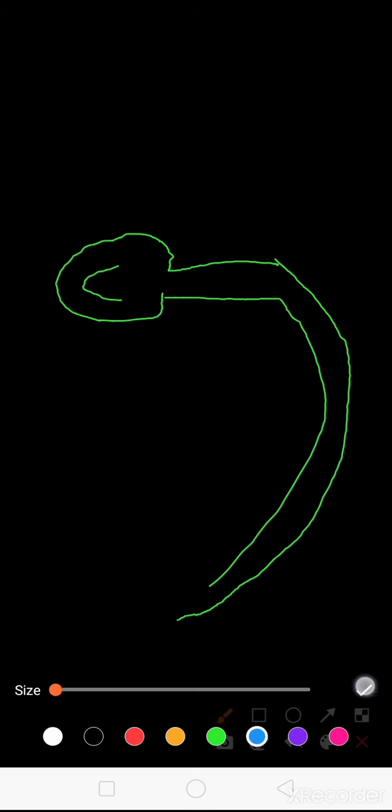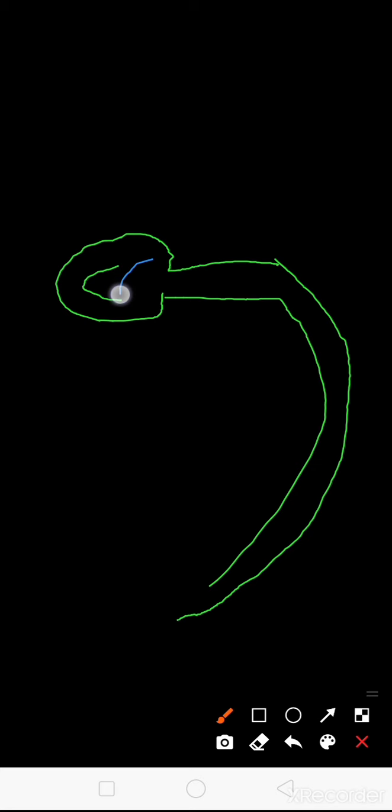of this very spermatozoa, and the nucleus is here. Here is the nucleus, and in the nucleus there is a deep fold inside it. I'm going to show you. So here is the deep infold inside the nucleus. Sorry, I'm not so good in drawing, so I have such problem.